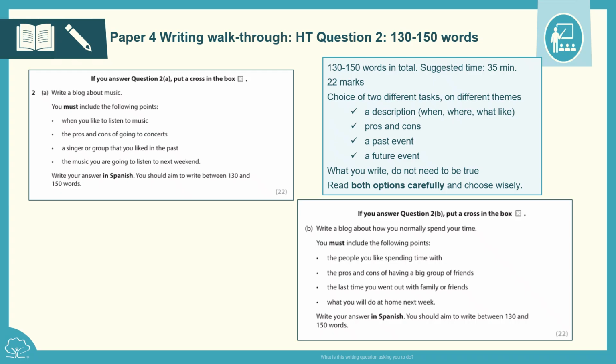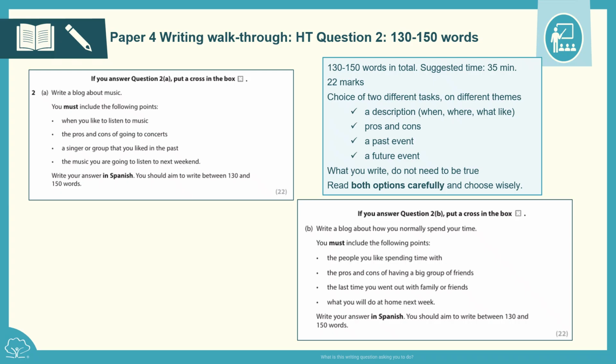So you need to learn sentence starters for that bullet point. Some ideas could be, for example, lo bueno es, the good is, blah, blah, blah, or lo malo es, and then you develop the idea. You could also say things like una ventaja es, which is the Spanish for an advantage, and then una desventaja, which is the disadvantage.